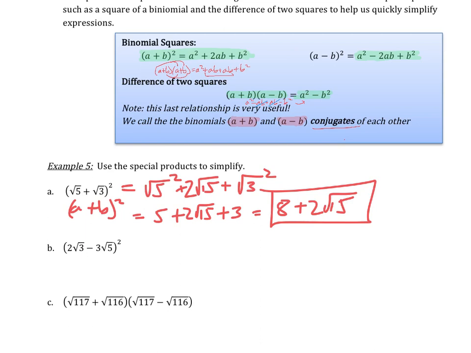How about this minus here? Okay, so this is like a minus b squared. Well, we're going to square the first thing. That's going to be 2 square root of 3 squared. We're going to square the last thing, 3 squared and the square root of 5 squared. And then we're going to multiply, and it's going to be minus because of this minus. So we're going to have minus 2ab. So we're using this rule right here. So minus 2 times their product. Well, what's their product? 2 times 3 is 6. And then square root of 3 times square root of 5 is square root of 15.